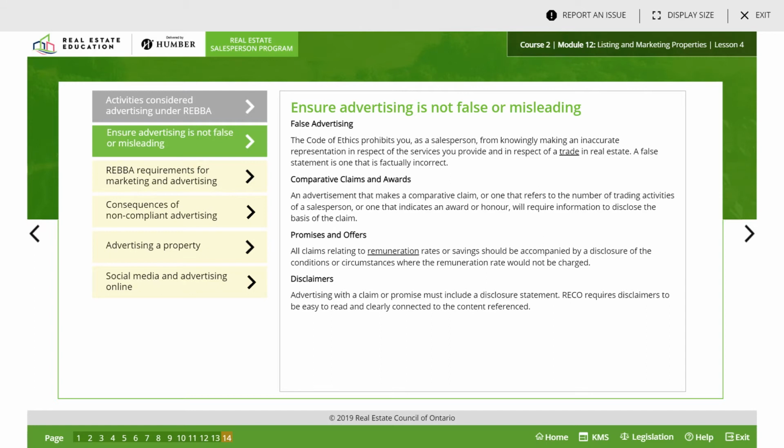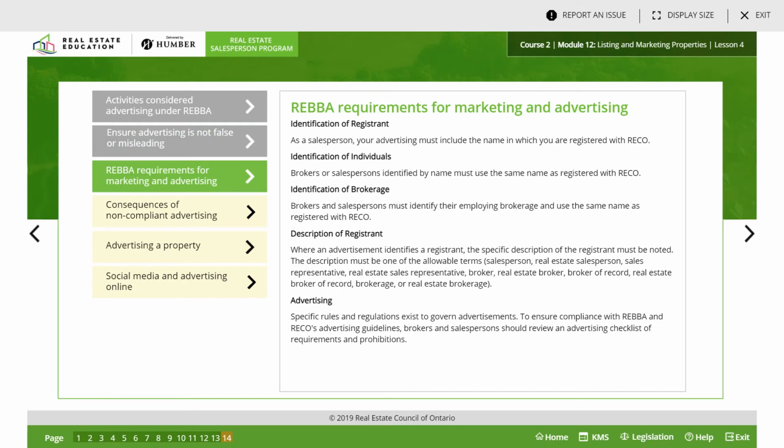Disclaimers. Advertising with a claim or promise must include a disclosure statement. RICO requires disclaimers to be easy to read and clearly connected to the content referred. REBA requirements for marketing and advertisement. Identification of registrant. Your advertising must include the name in which you are registered with RICO.